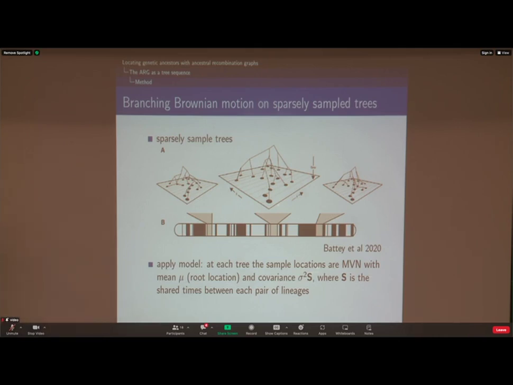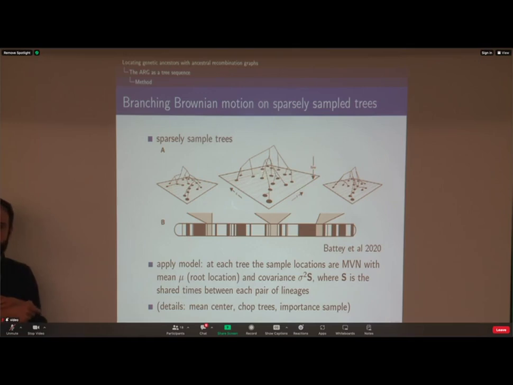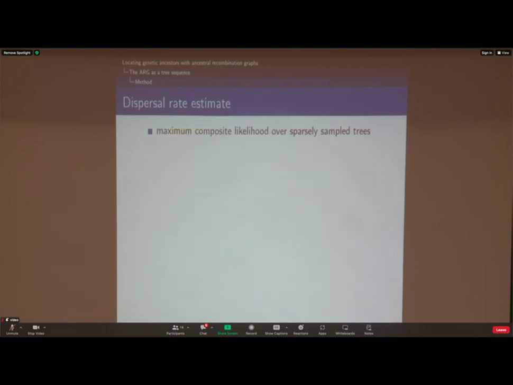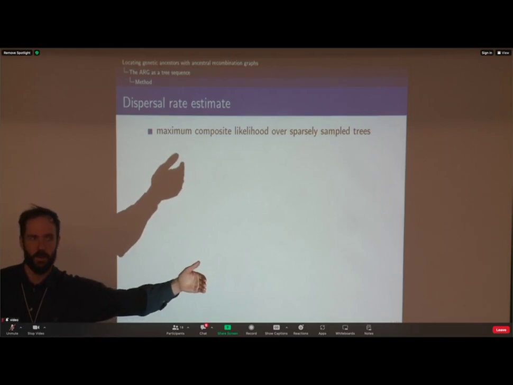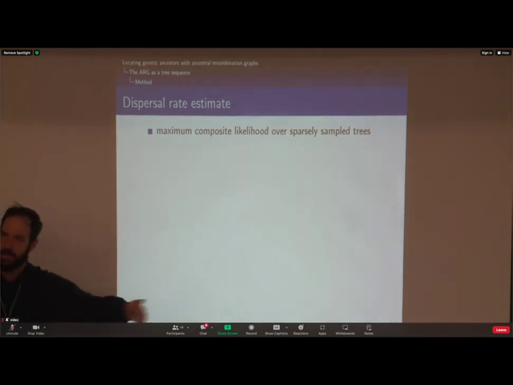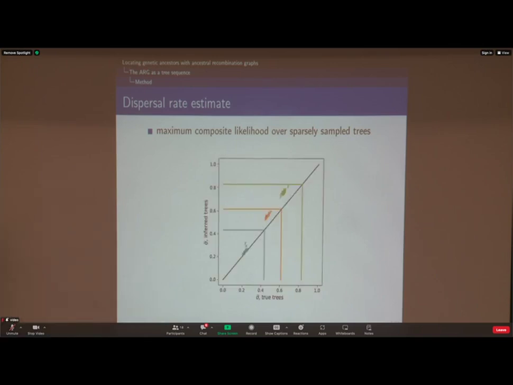So this matrix S is the key for describing the distribution of the sample locations, the likelihood of the sample. There are a bunch of details I'm not going to get into for the sake of time, including ignoring the distant past and importance sampling over the noisy trees that we're inferring from a pangenomic model. But ask me about those later if you'd like. The basic idea is that we have a likelihood of the dispersal rate at thousands of sparsely sampled trees across the genome. We can multiply all those likelihoods together to get a composite likelihood, and then find the maximum composite likelihood dispersal rate.